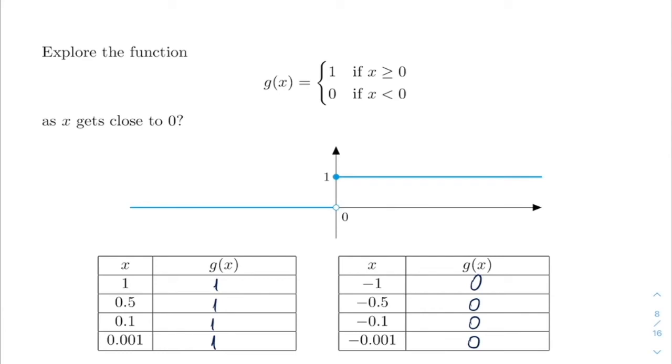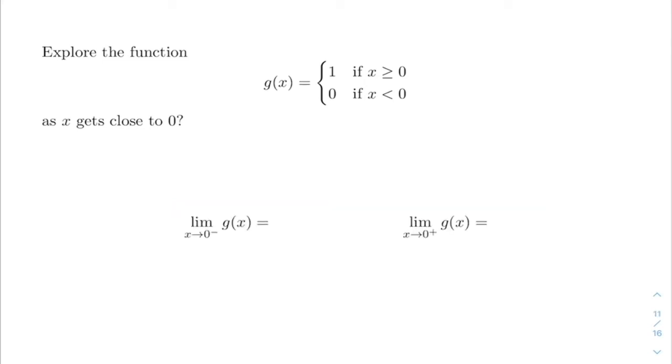So let's go back to our function. So notice that in this case, when I take values that are less than 0, then the function gets closer and closer to 0. And in the same way, if I take values that are greater than 0, then the function gets closer and closer to 1. In fact, they are constantly 0 and constantly 1. So it's even easier to see what the limits from both sides are. Then in this case, we can say that the limit of g when x goes to 0 from the left is equal to 0, and the limit of g when x goes to 0 from the right is equal to 1.